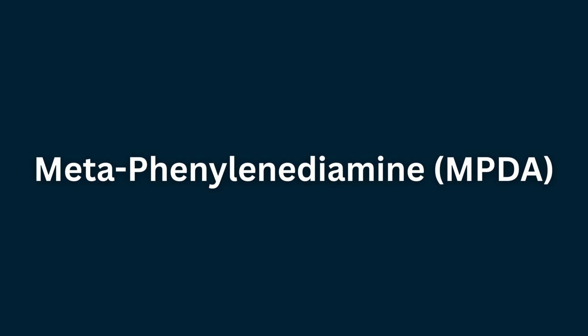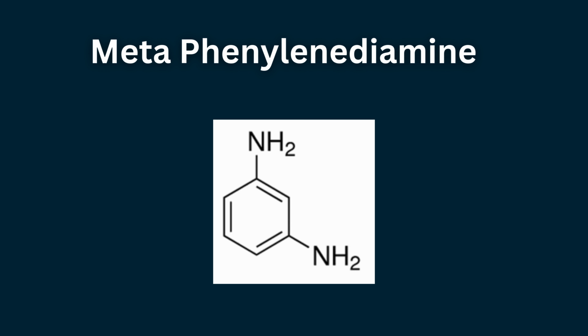Meta-Phenylenediamine, MPDA. Meta-phenylenediamine is one of the most widely used aromatic amine curing agents for epoxy resins. It is typically an amber to dark-colored solid with a melting point of approximately 65 degrees Celsius. Because it is solid at room temperature, MPDA must usually be heated before being blended with epoxy resin.